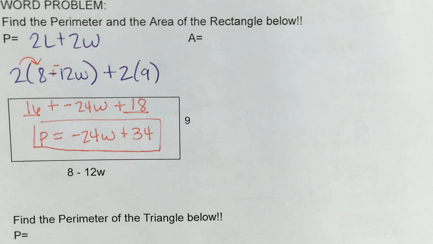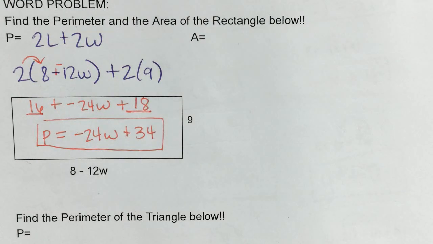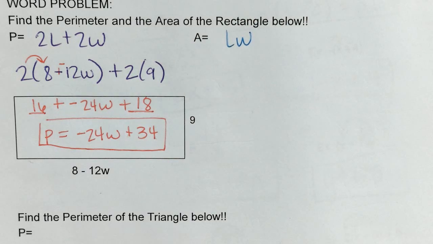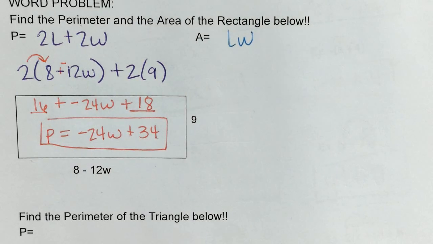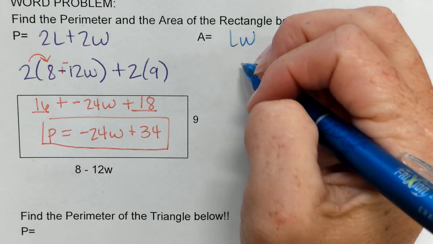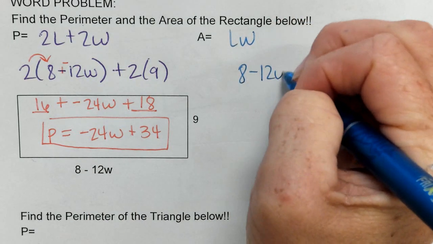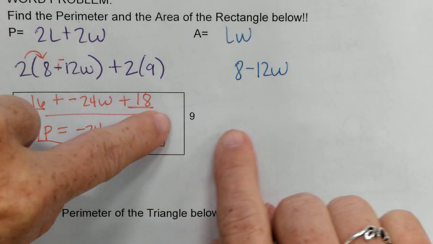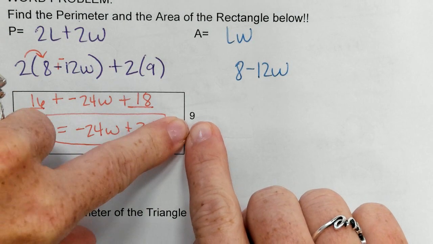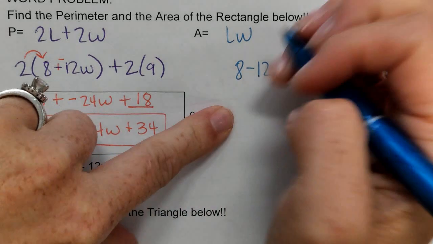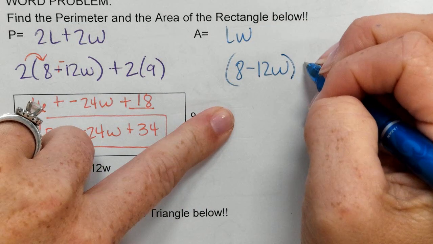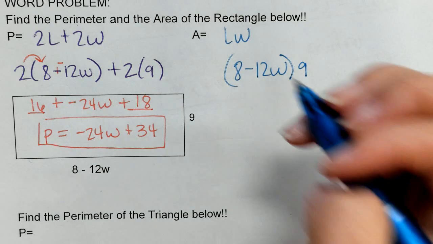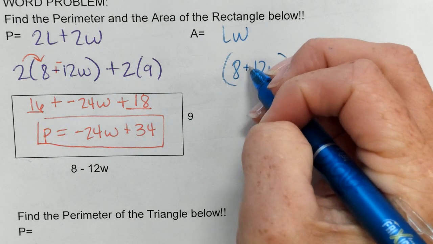Okay, how would I find the area of a rectangle? Length times width. Okay, well, what is the length? 8 minus 12w. The problem is, though, I need to multiply this whole thing by the width, which is 9. So what do I need to put this in? The whole thing needs to be multiplied by 9. What am I going to do with the parentheses first?